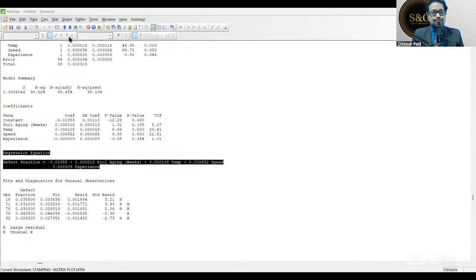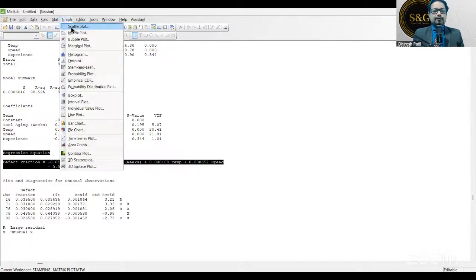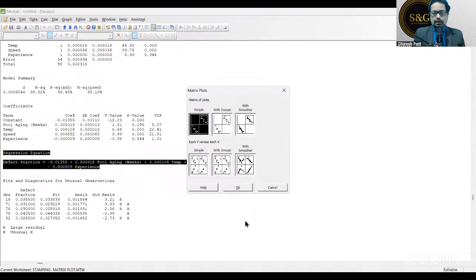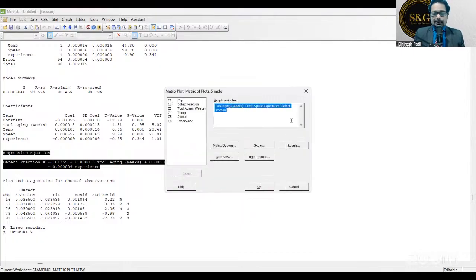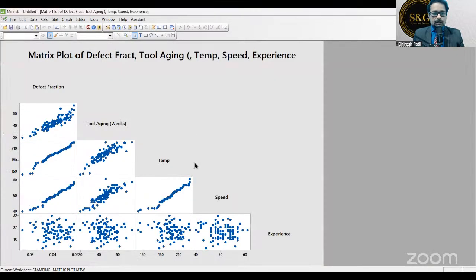Okay, go to Graph, go to Matrix Plot, select Simple Matrix Plot. Now just remove all these things. Now let's select the defect fraction first and select all the X's later and click on OK. Now what has happened is, instead of the final one, we are getting all the graphs vertically. That's the only difference.